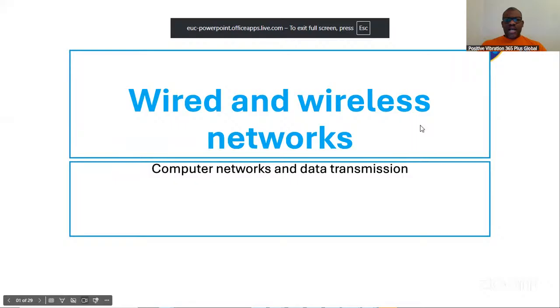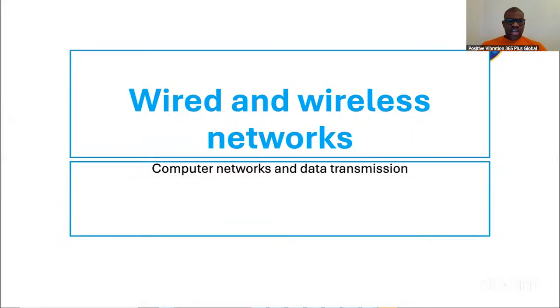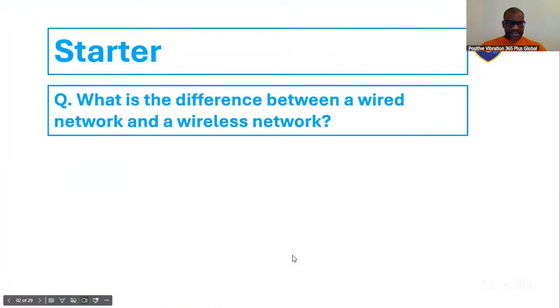All right, so I want to talk a little bit about transmission media. By that, we're just simply talking about how the network is connected, whether that is by wire or connected wirelessly. I'm going to quickly write down your thoughts. What is the difference between a wired network and a wireless network?